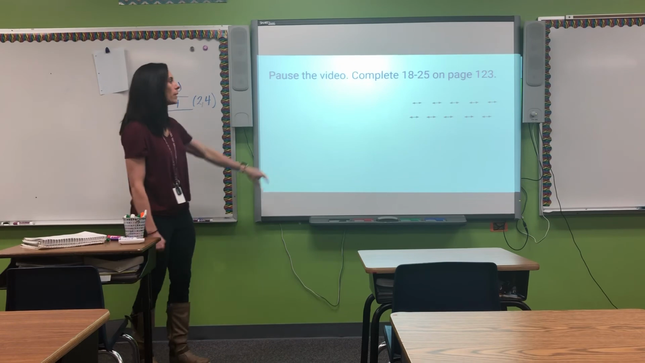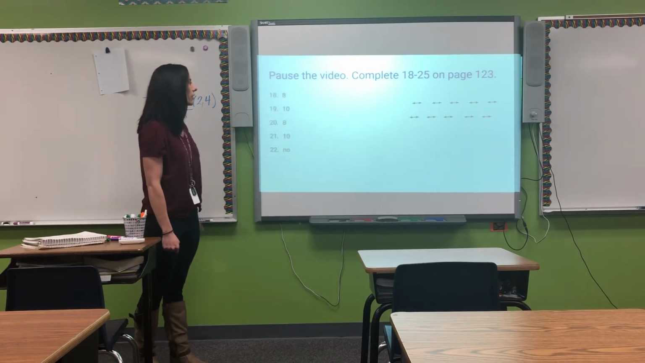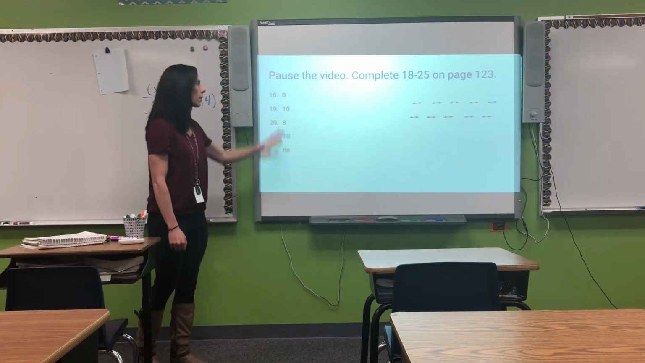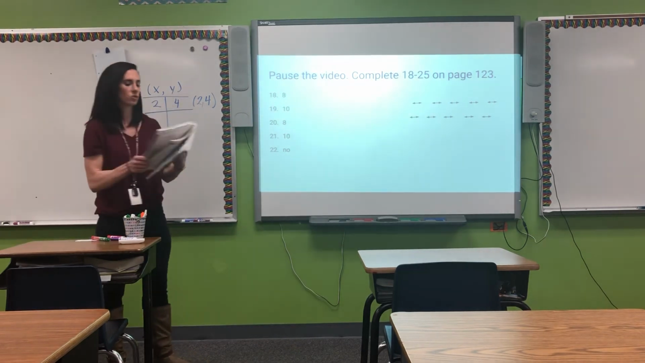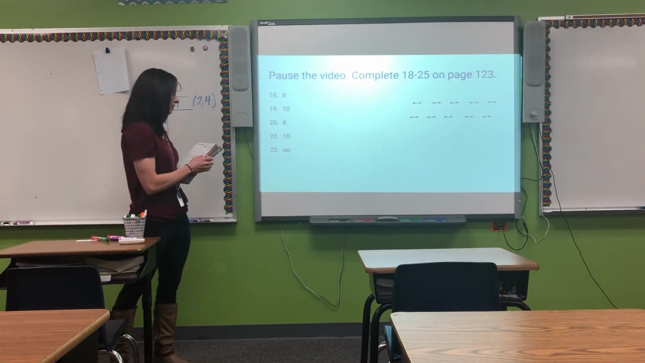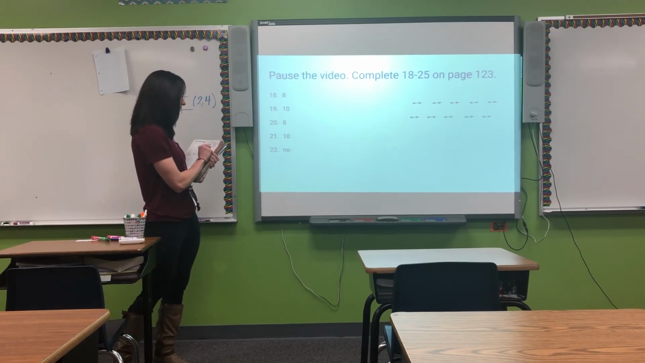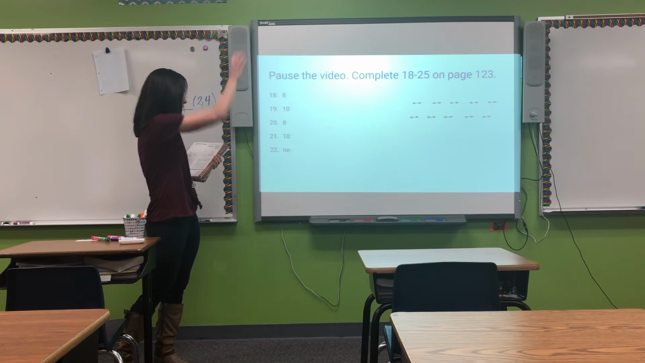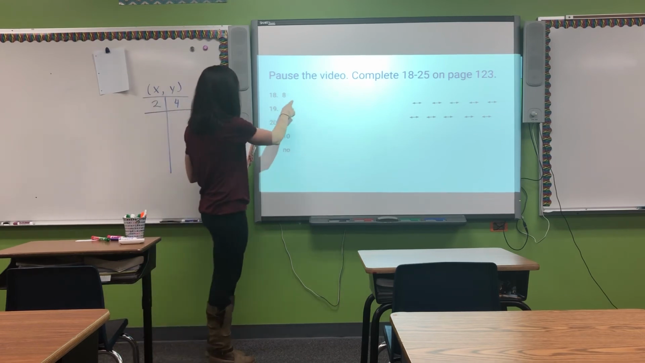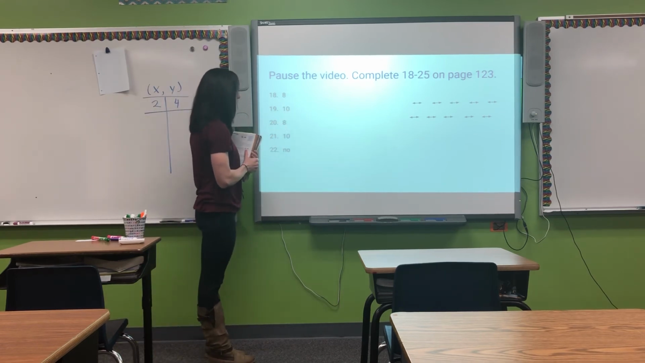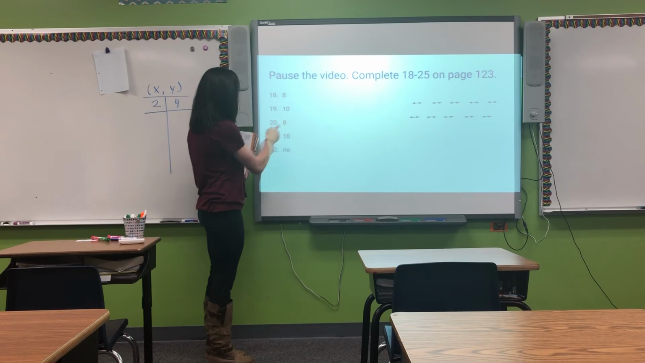All right, welcome back. Let's go over these together. So number 18, it was asking you, what is the y coordinate for point C? So if you're looking in your book, the x, because we go x, then y, the x was 6, and the y was 8. Number 19, the answer was 10. 20 is 8.